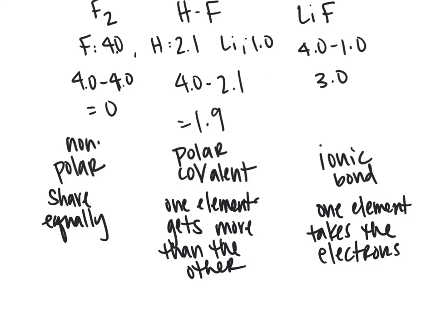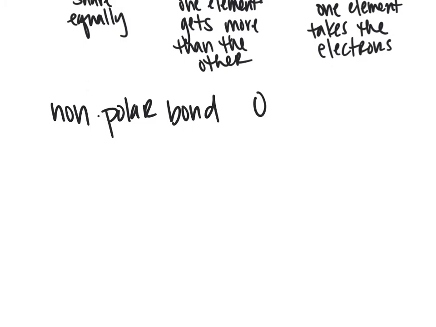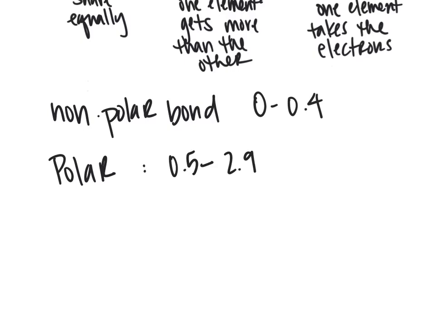It turns out that it's not just 0, 1.9, or 3, but there are ranges for all of these. So let's think about the different ranges that we have. For a nonpolar bond, I would give you differential chi values of approximately 0 to 0.4. So there is perhaps a slight polarity to the bond, but it is mostly nonpolar. Polar is going to be 0.5 to approximately 2.9, give or take. And then an ionic bond is above 3.